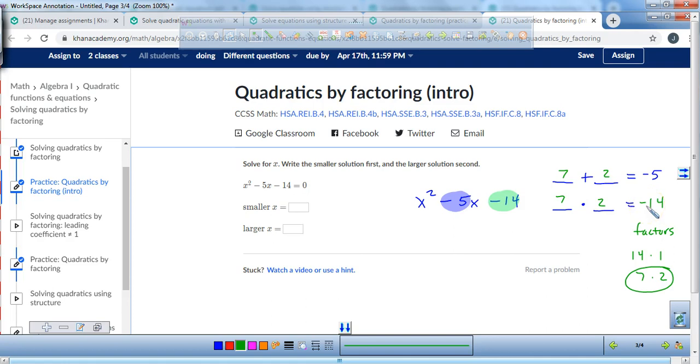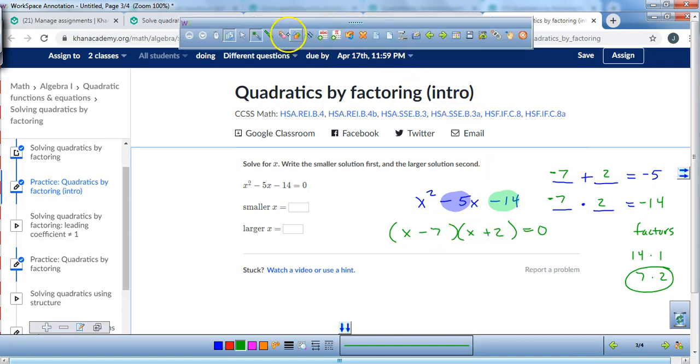Well, one of them has to be positive and one of them has to be negative. But which one? Well, if we have a negative 5, we know our 7 has to be negative because you got to have more negatives than you do positives in order to create a negative 5. So we just found our factors. We're going to put x minus 7 and x plus 2.